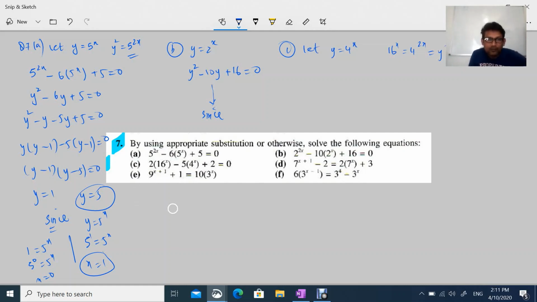In this question, the difficult part I found, I think all are the same. I'm doing just the E part for your help. 3 power 2x plus 1, sorry, 3 power 2x plus 1 plus 1 is equal to 10 times 3 power x. 3 power 2x plus 2 plus 1 and 10 times 3 power x. This I can break into 3 power 2x into 3 power 2 plus 1. Please do not do the addition, please.